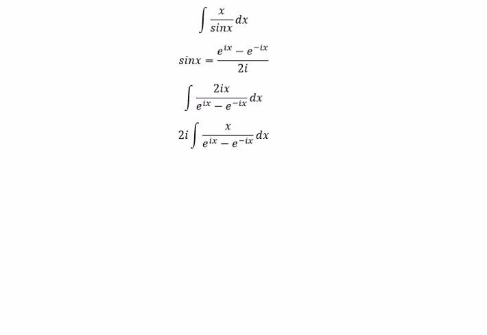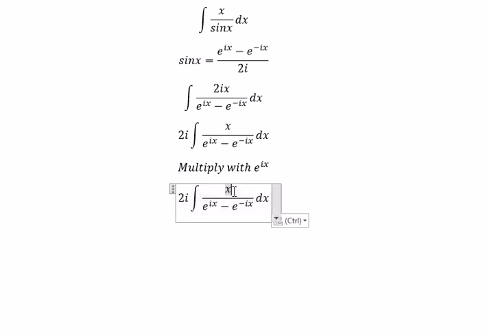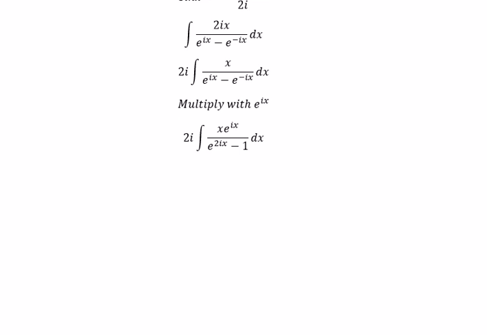Next we multiply with e to the power of ix in here on numerator and denominator. So we got e to the power of ix, and this one we change to 2ix. This one we change for number 1. Next we can use integration by substitution.